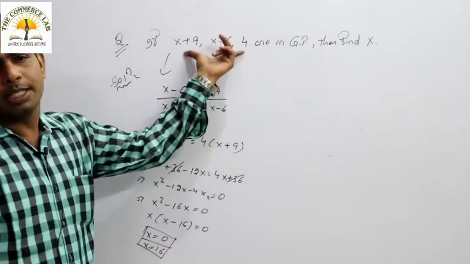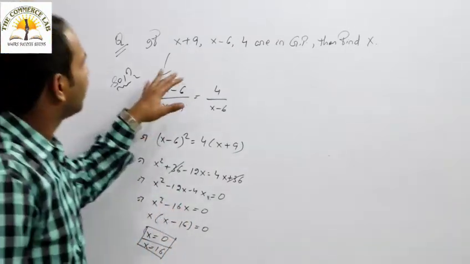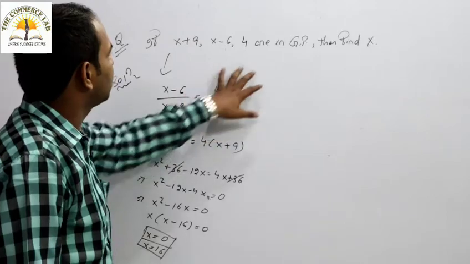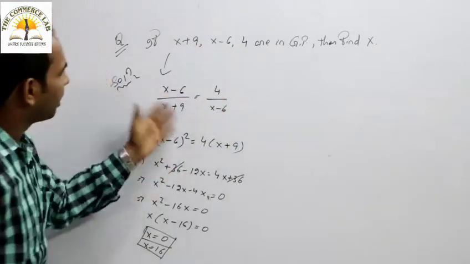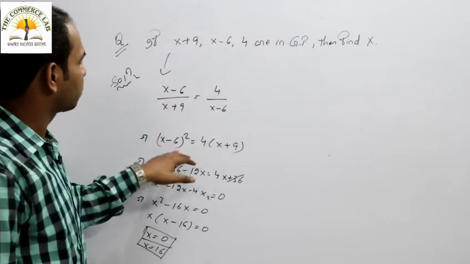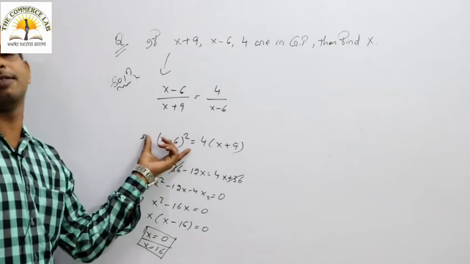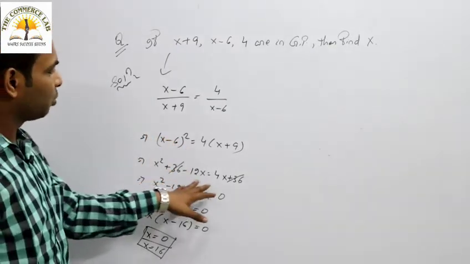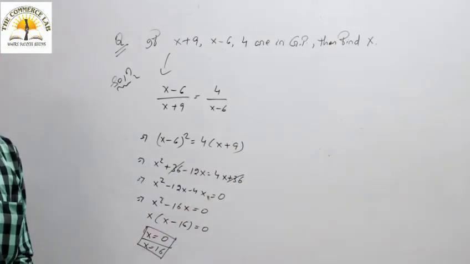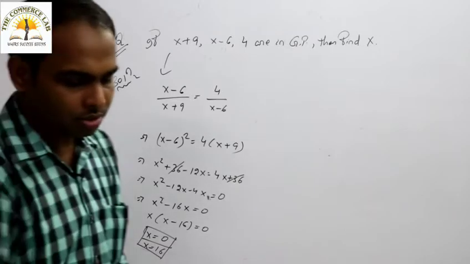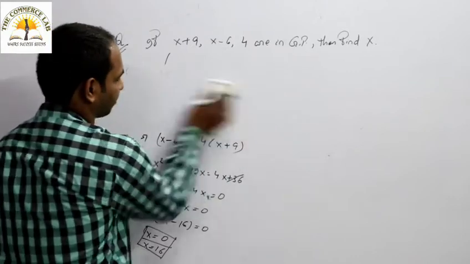If these three are in GP, then the ratio between the consecutive numbers must be same. Then x minus 6 by x plus 9 is equal to 4 by x minus 6. This by this, this by this. Then by cross multiply, x minus 6 whole square is equal to 4 into x plus 9. Then expanding a minus b whole square, a square plus b square minus 2ab, while solving this, we are finding the value of x. So x equal to 0 or x equal to 16. Fine. Then come for the next one.